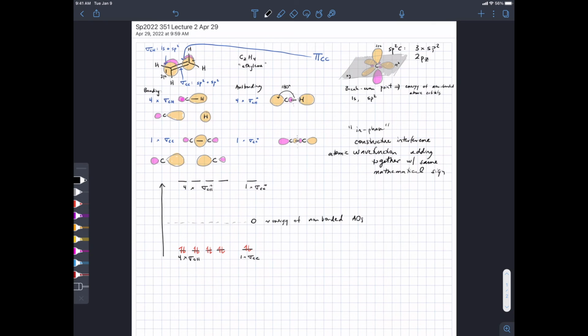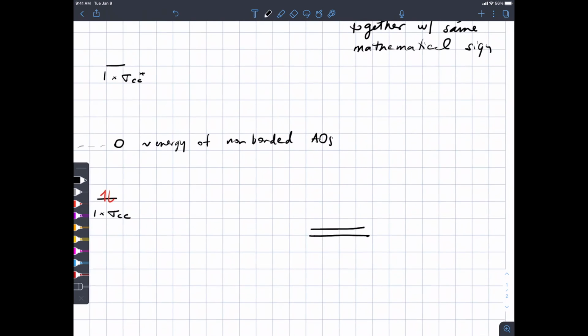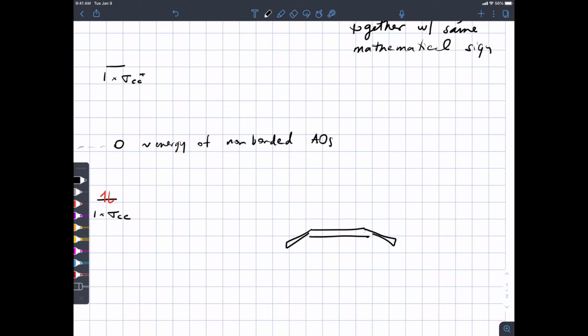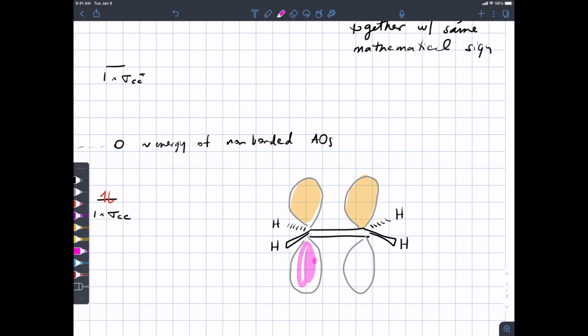If we were to view this from the side, wedges here mean carbon-hydrogen bonds coming out towards you. Dashes mean going back into the page. We would see these two p orbitals together side by side.